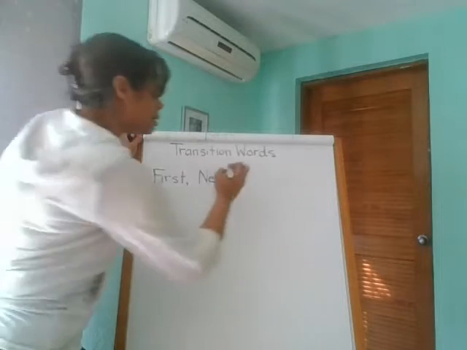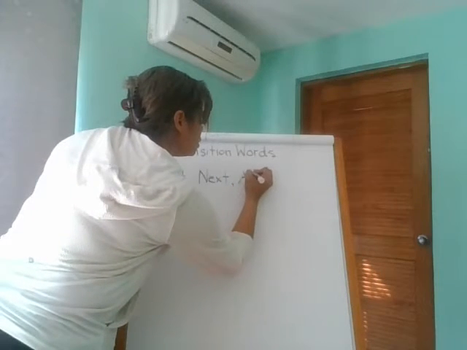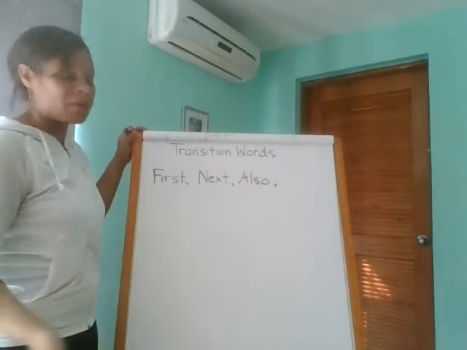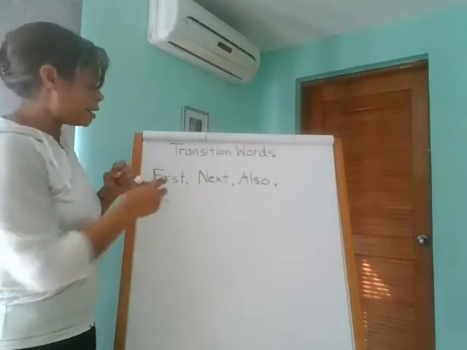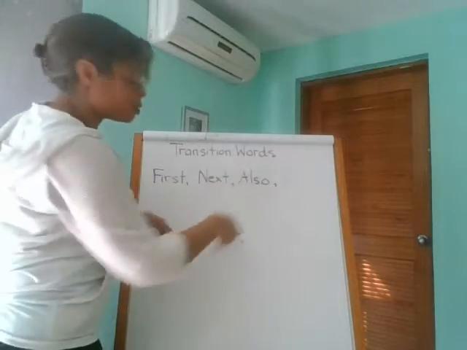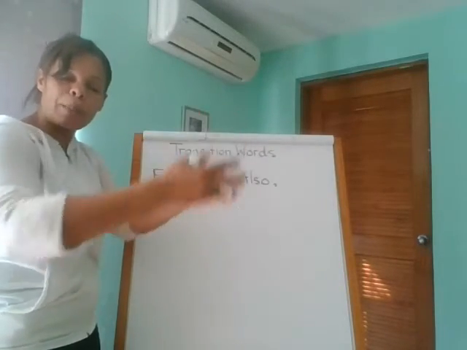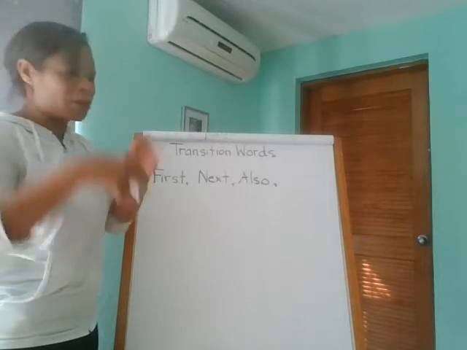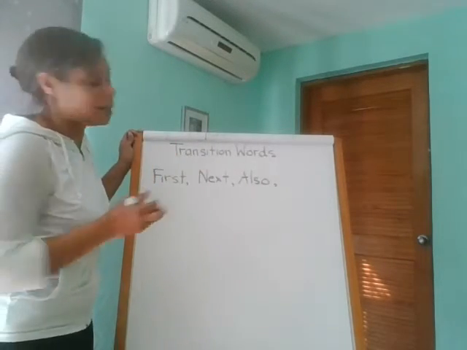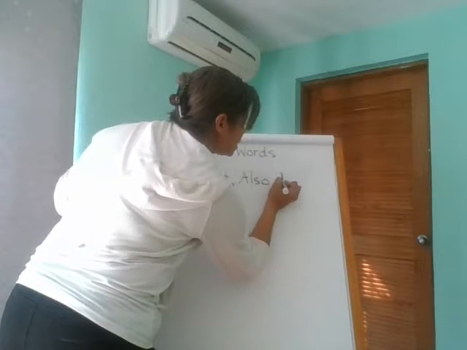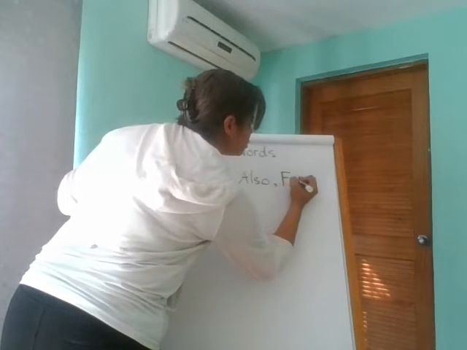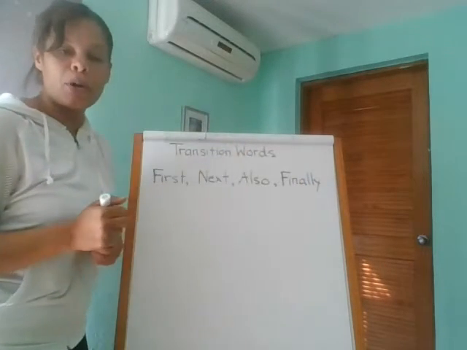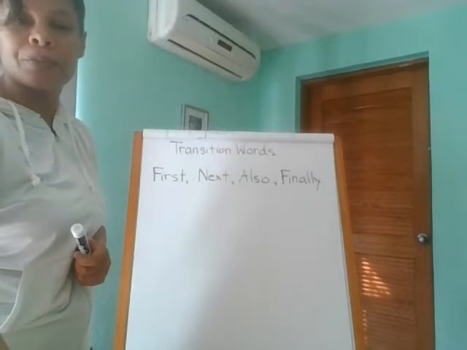Another one I like is also. Okay, so if we're talking about things, first we did this, next we did this. Also, we did this, and it helps to show a path, show that you're going somewhere. Another one I like to use when I'm closing everything up is finally. Some people say lastly, but for right now, finally. Okay, so you can put me on pause to get those 4 written down.